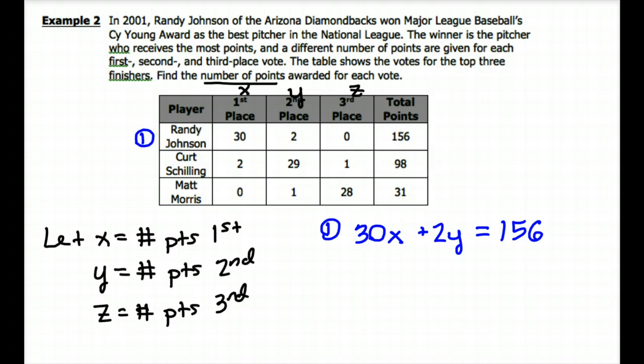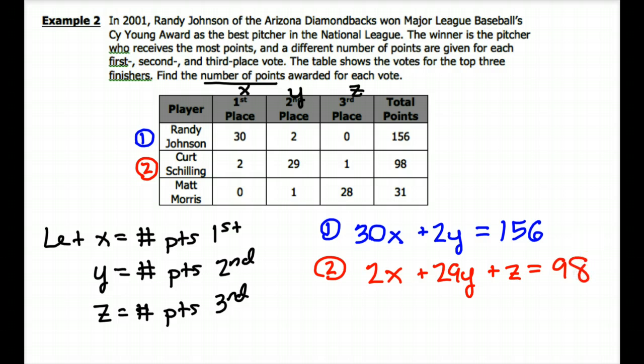Okay, my second equation, Curt Schilling, he got 2 first place votes, so we'll go ahead and make that 2x, 29 second place votes, so plus 29y, and then 1 third place vote, so plus z, and his total number of points was 98. And then finally, Matt Morris, poor Matt, didn't get any first place votes, so there won't be any x in this equation. 1 second place vote, and then 28 third place votes. So plus 28z equals 31.